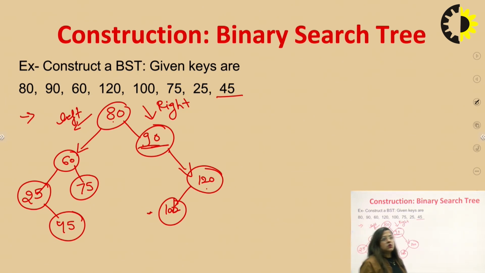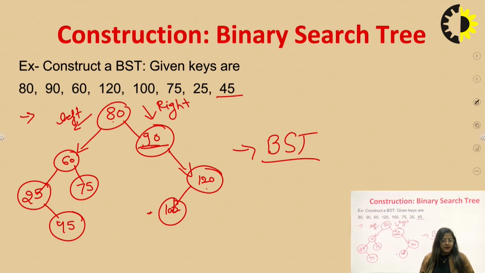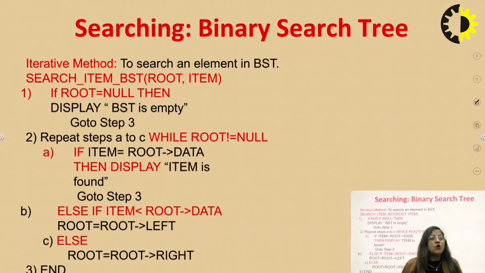So in this way we construct a BST from the given keys. So these are the keys and this is a BST, a binary search tree. Now check the binary search tree. Searching: what is searching, how to search, how to find out. It is also called the pseudocode and algorithm of searching in BST.